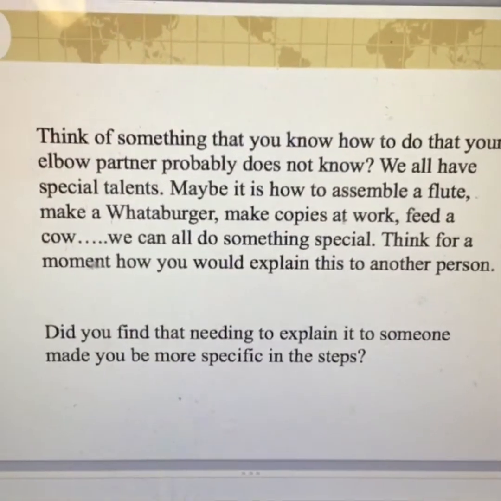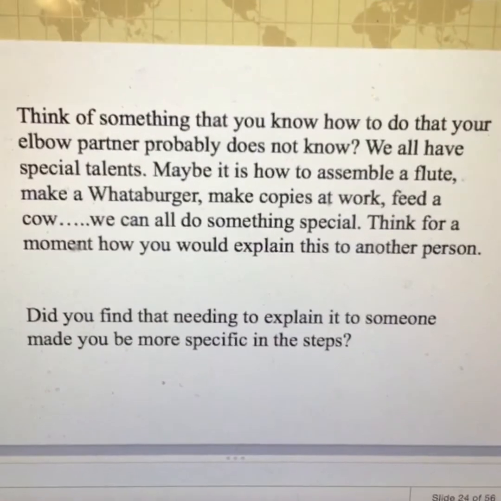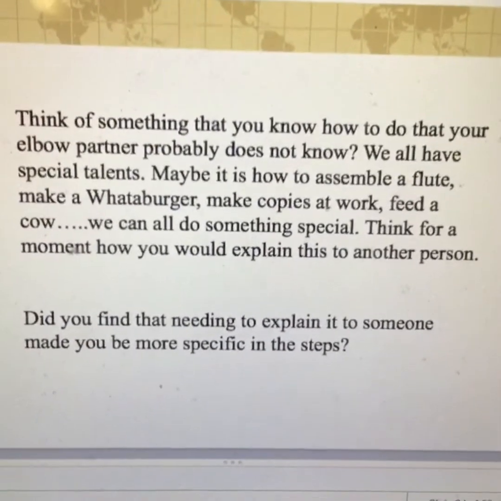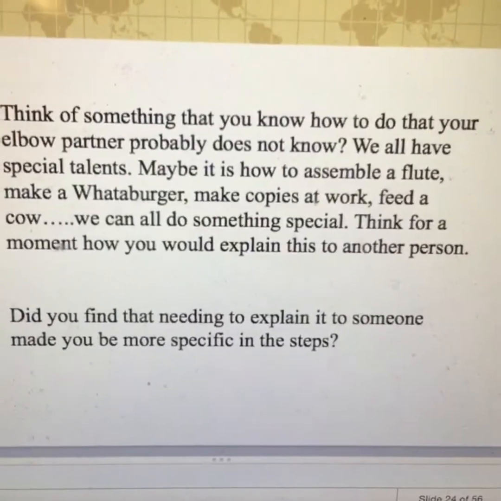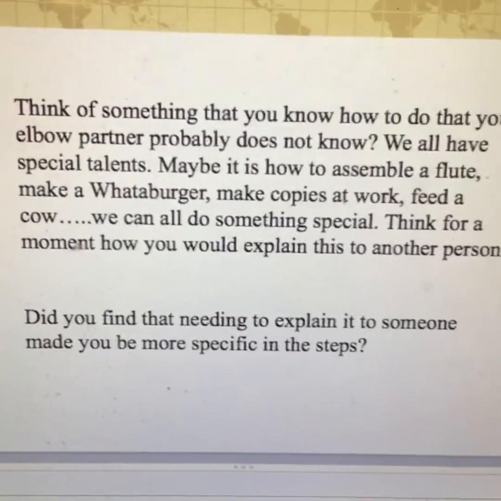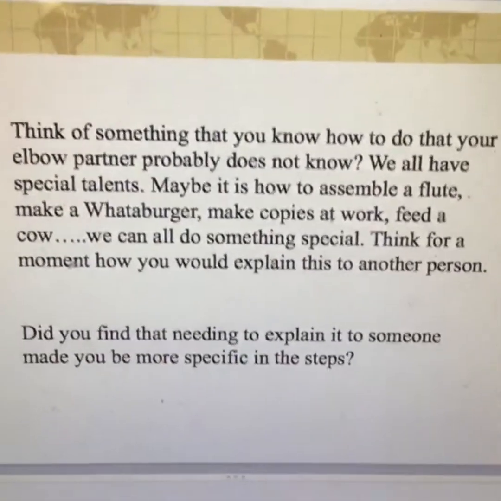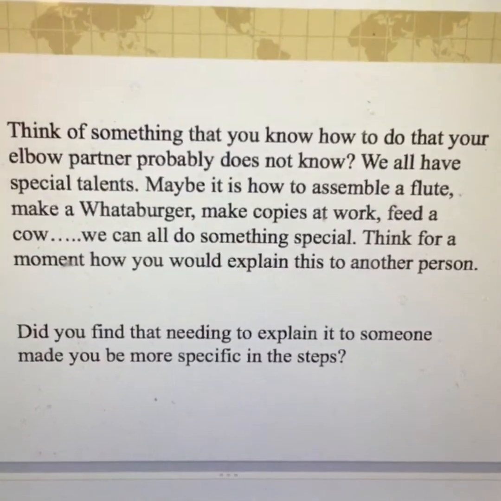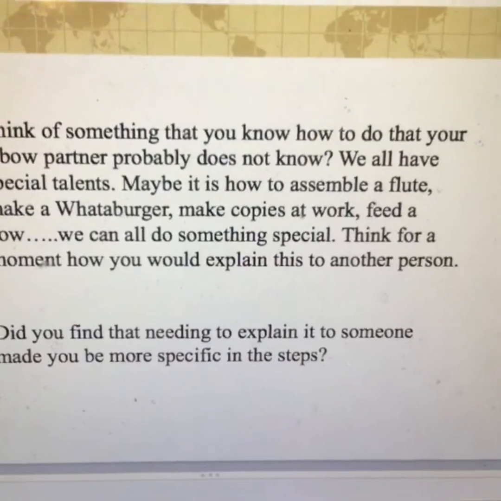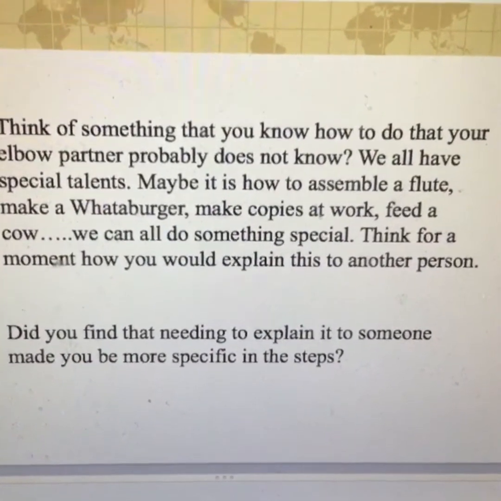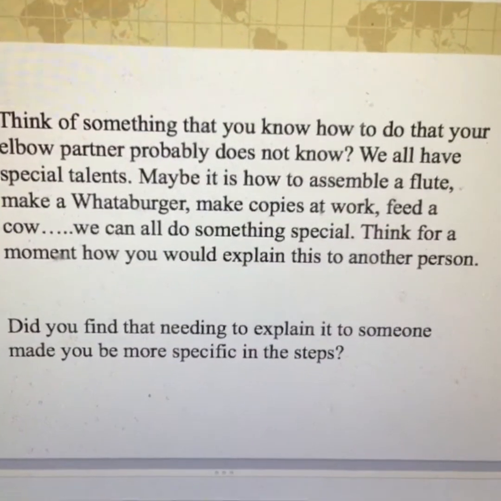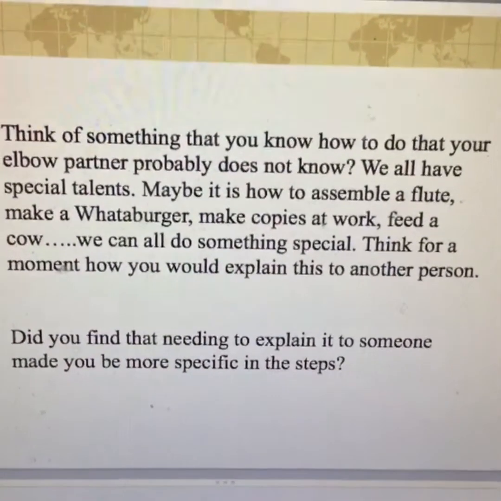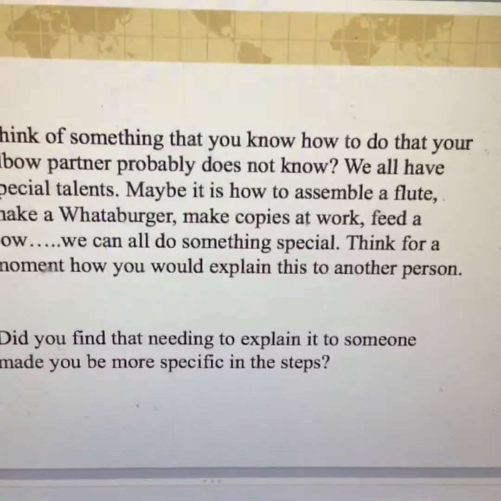So we want to pause here for a moment, and I want you to think of something that you know how to do, some small little task, and teach it to your elbow partner. Maybe it's how to assemble a flute, make a Whataburger, make copies at work, feed a cow. We can all do something special. Think for a moment how you would explain this to another person, and then I want you to actually explain it to your partner. We'll take a few minutes to do that.